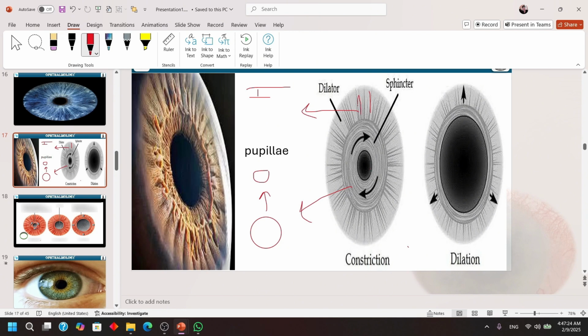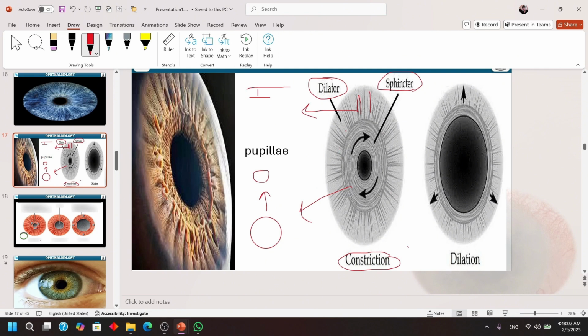So the longitudinal fibers widen the pupil, so they're called dilator fibers. Here, when it contracts like this, it widens the pupil, so it's called dilator. But if we look at the circular fibers, when they contract, they make the pupil narrower, so it's called constrictor, like a sphincter. And that will explain the names of these two muscles.